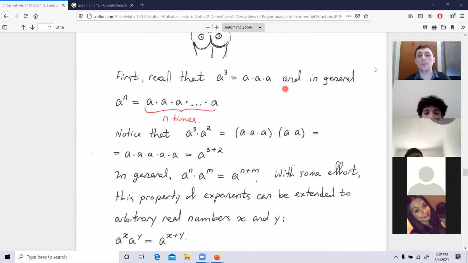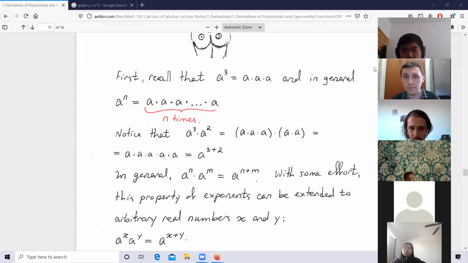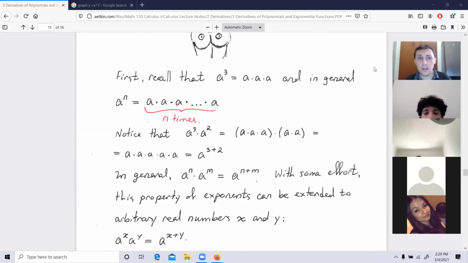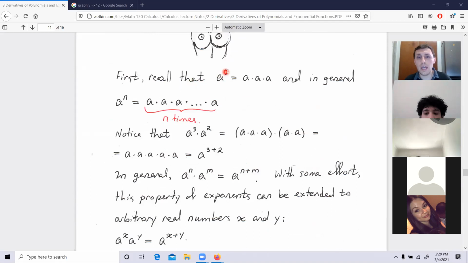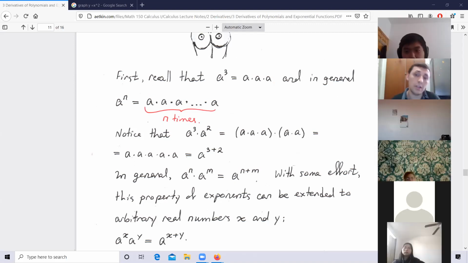Let's now review exponential functions. What does it mean to say a cubed? A cubed is a times a times a. A to the power of n is a multiplied by itself n times, when I have an integer power. Clear?